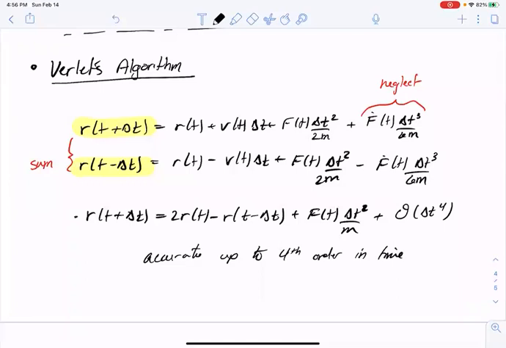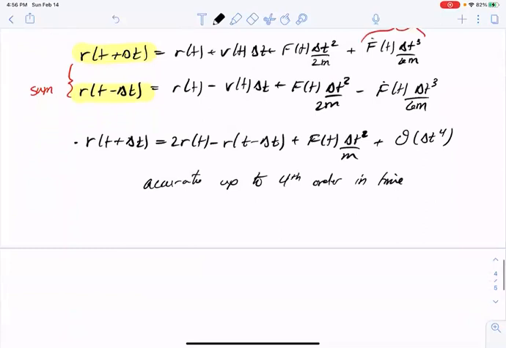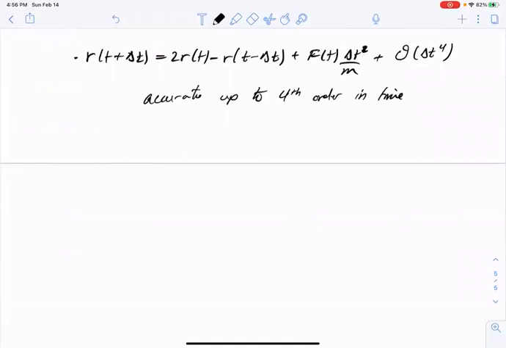So back in the day when memory storage was difficult, Louis Verlet actually implemented this specific algorithm and only had to store instantaneous particle positions and positions at delta t in the past. Now that's the local error. That's how much error is made at one point in time.